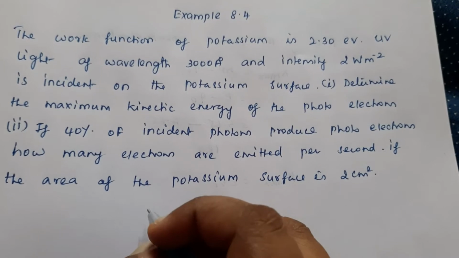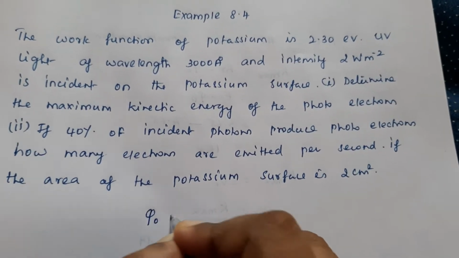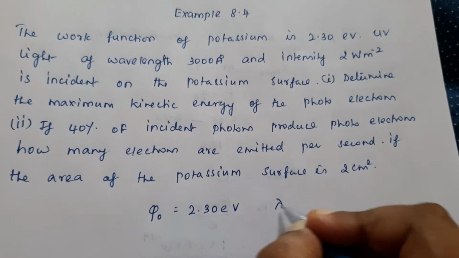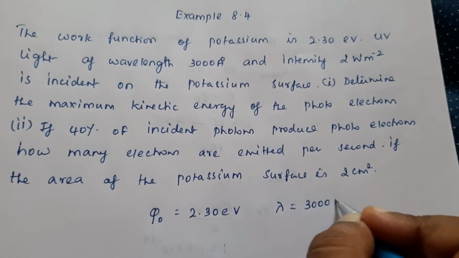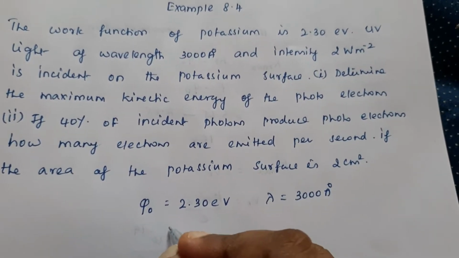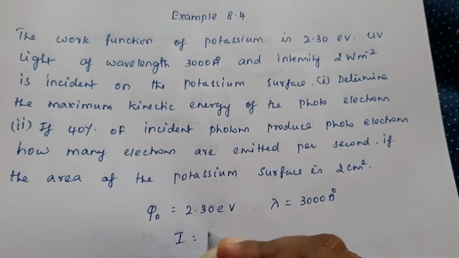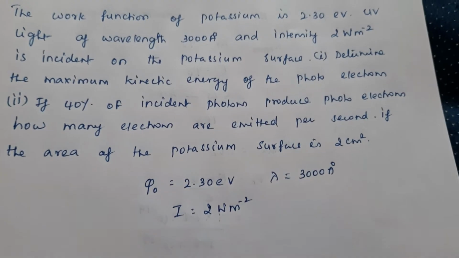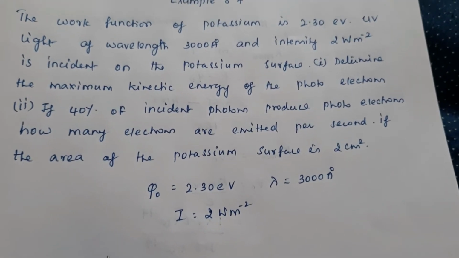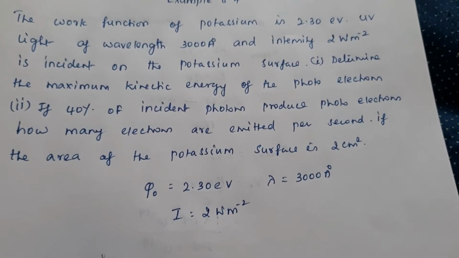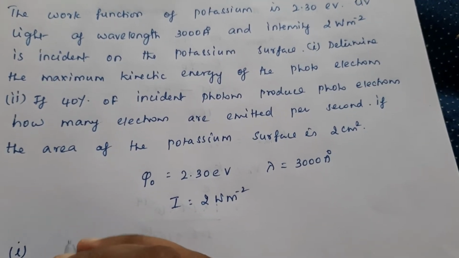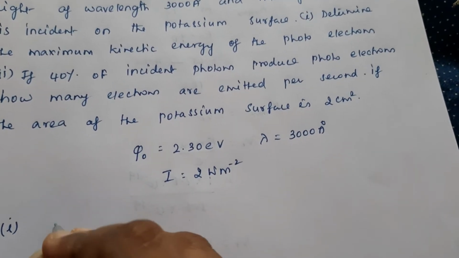Now the work function of potassium is given as 2.30 electron volt, and the wavelength is given as 3000 angstrom. Intensity is given as 2 watt per meter square. Okay. Now the first question is, determine the maximum kinetic energy of the photoelectrons. So for that we have to find out the energy of the incident photon.